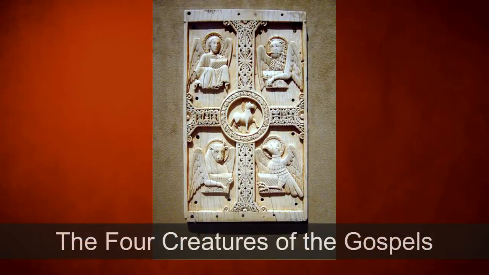Ezekiel 1 talks about four creatures: the human, the lion, the ox, and the eagle. There's a long history in the church of equating those four creatures with the four Gospels. In order, Matthew is associated with human, Mark with lion, Luke with the ox, and John with the eagle. It's a very interesting way of understanding and, can we say, symbolizing what is going on with the Gospels.